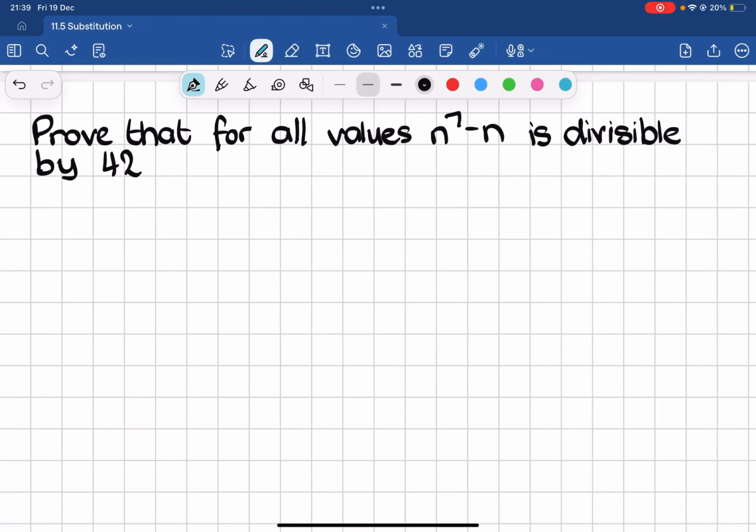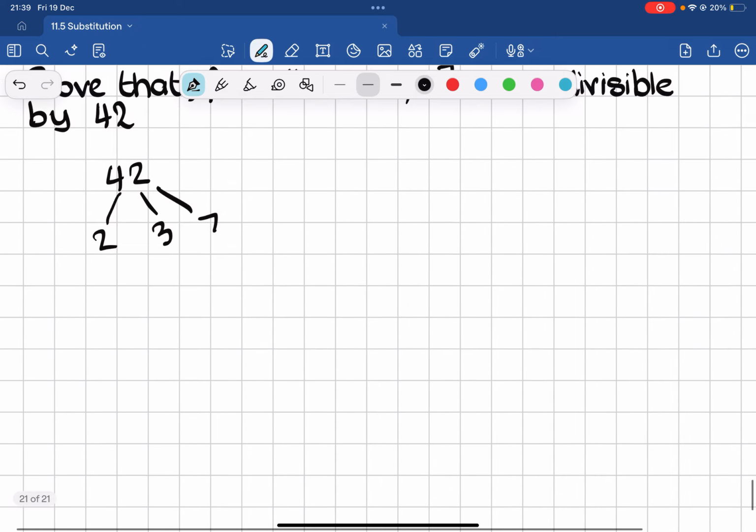Today we're presented with the following problem: prove that for all values of n, n to the 7 minus n is divisible by 42. Now, to say a number is divisible by 42, it must be divisible by 2, 3, and 7, as 2 times 3 times 7 is the product of prime factors for 42.